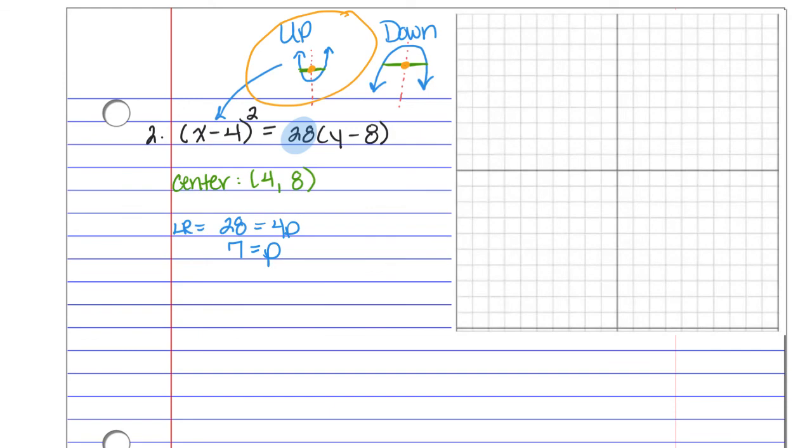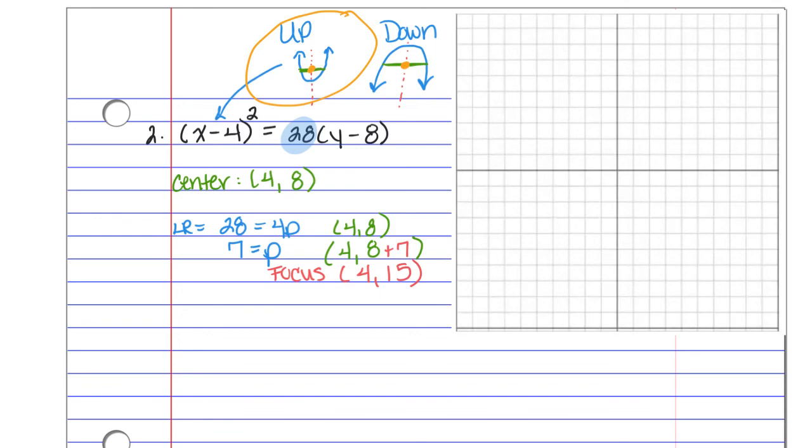So my p-value is positive, meaning that my graph will open upwards, and my focus is going to be above my center. My center is located at (4, 8). I can move my y component up 7 units, and I now have a focus located at the ordered pair (4, 15).